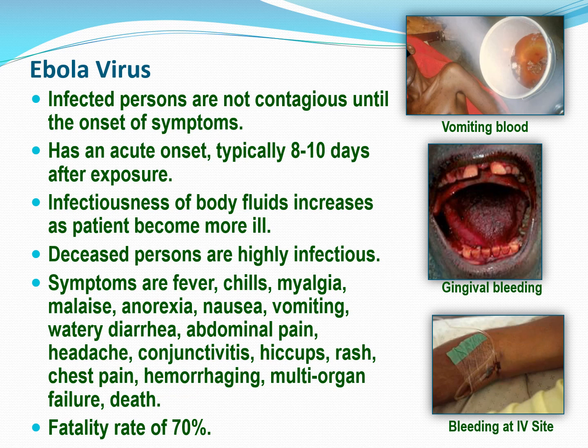Infectiousness of body fluids increases as patients become ill. Deceased persons are highly infectious. Symptoms are fever, chills, malaise, anorexia, nausea, vomiting, diarrhea, headaches, rash, chest pains, and multi-organ failure, and it leads to death. Fatality rate is 70%. This is high. This can kill you. The only good thing is it kills people so fast it is somewhat easier to contain.